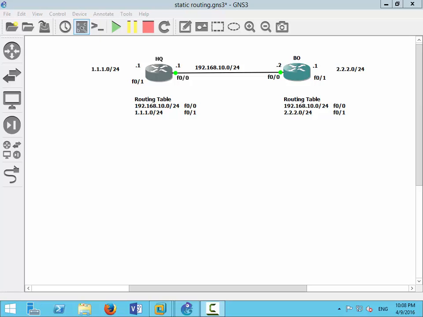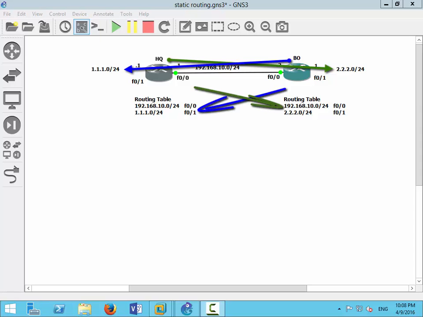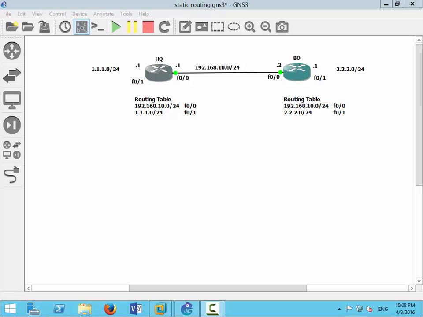So, what if HQ router wants to know about the network 2.2.2.0/24 behind BO router, and BO router wants to know about the network 1.1.1.0/24 behind HQ router? To reach that, we have to get it into the routing table somehow. After doing that, HQ router and BO router know about these networks behind each other.